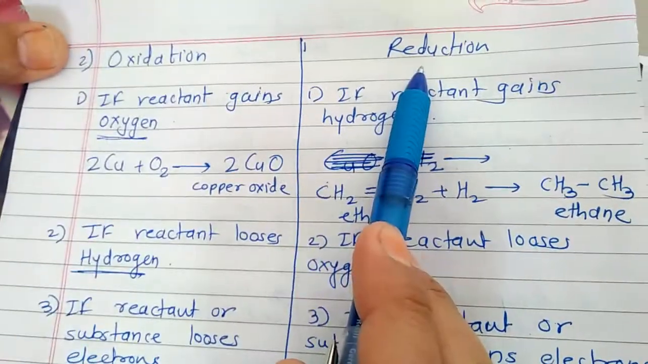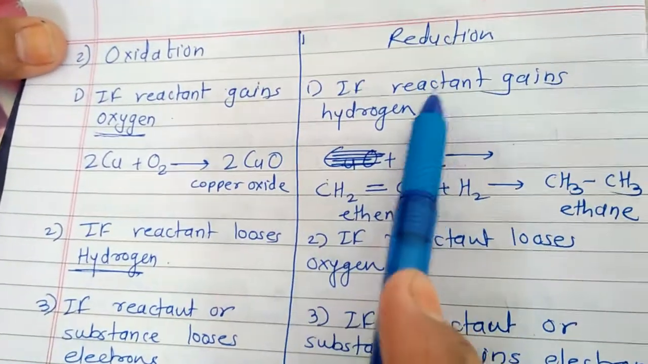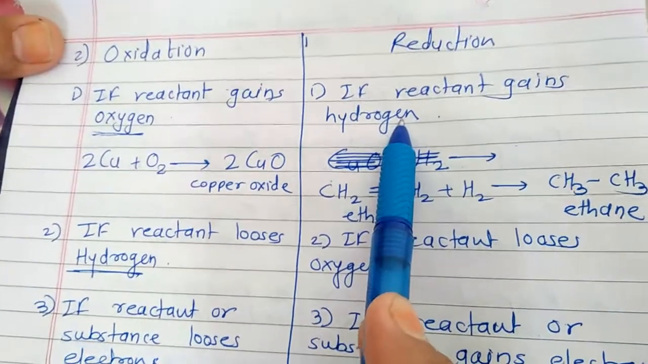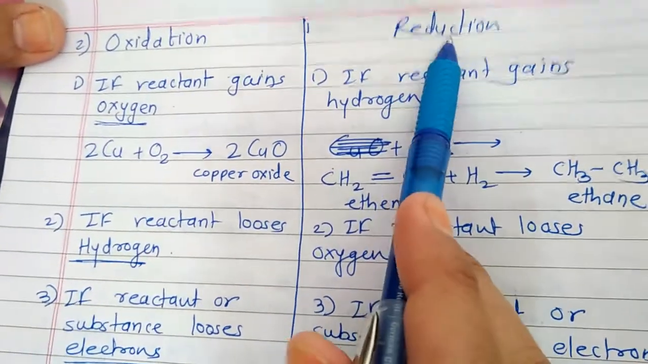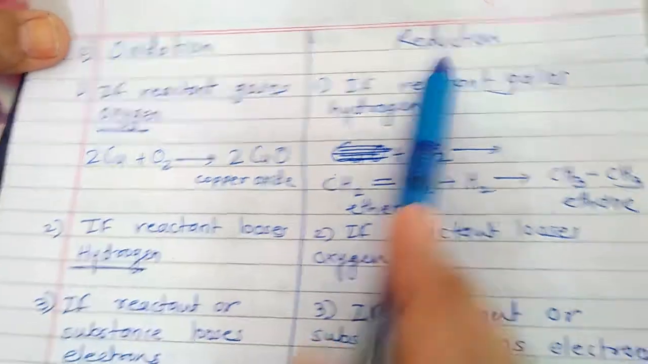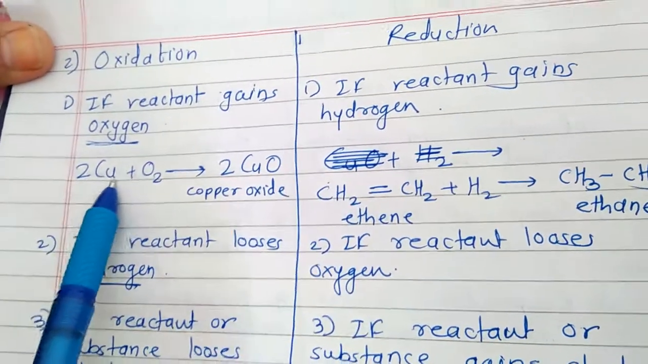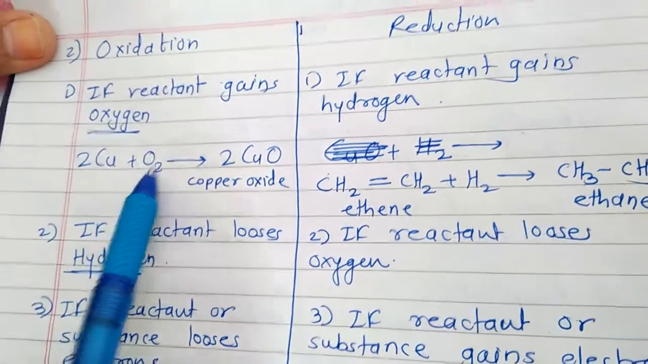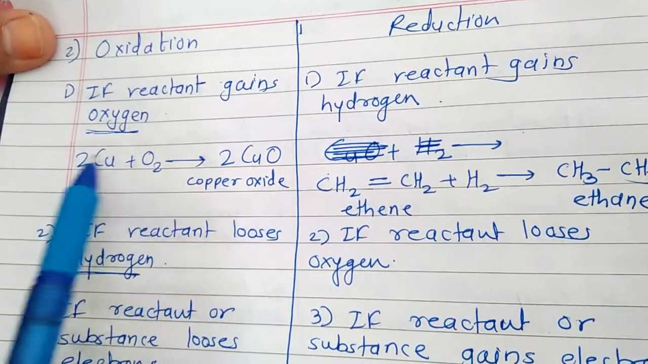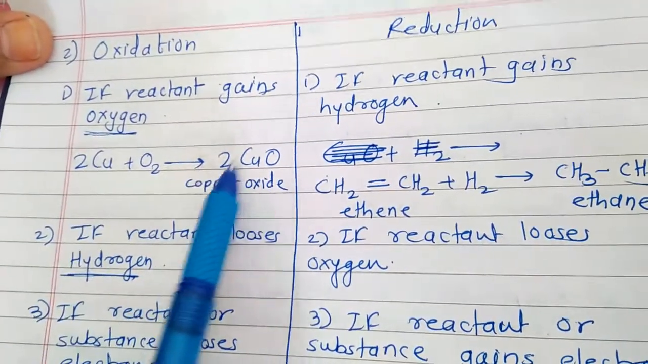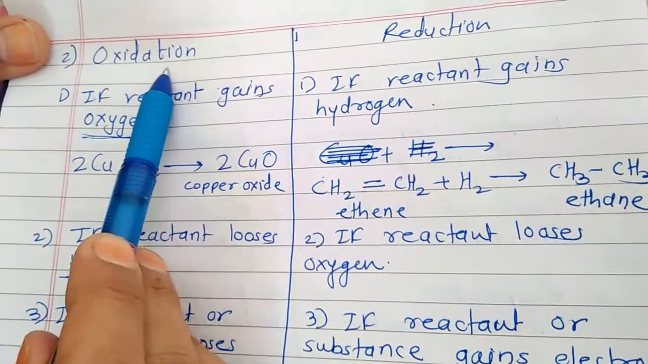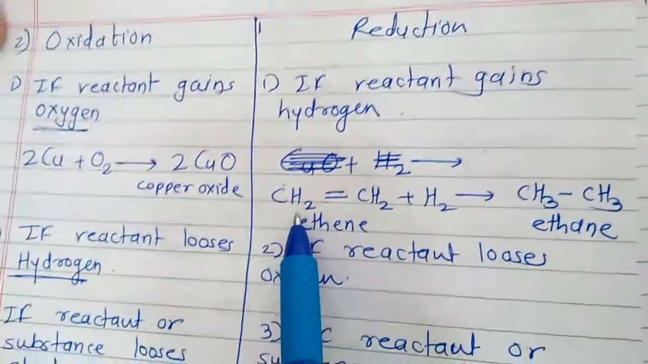But what is reduction? If in the reaction the reactant gains hydrogen, if hydrogen is added, then it is a reduction reaction. So here we have a simple example: copper reacts with oxygen to give copper oxide. Oxygen is added to copper to form copper oxide. So it is oxidation.